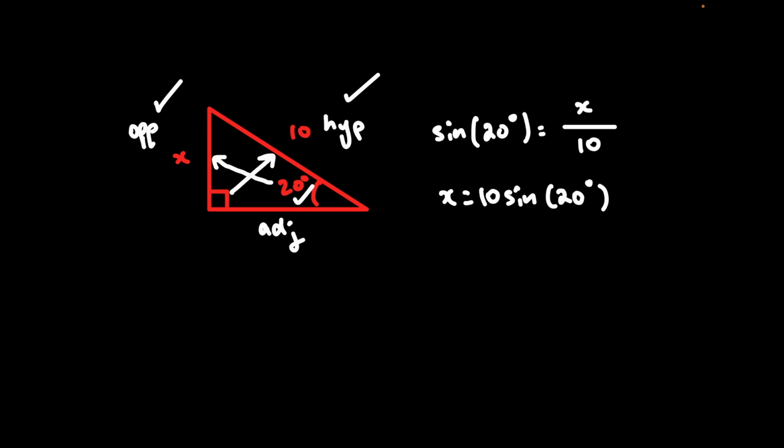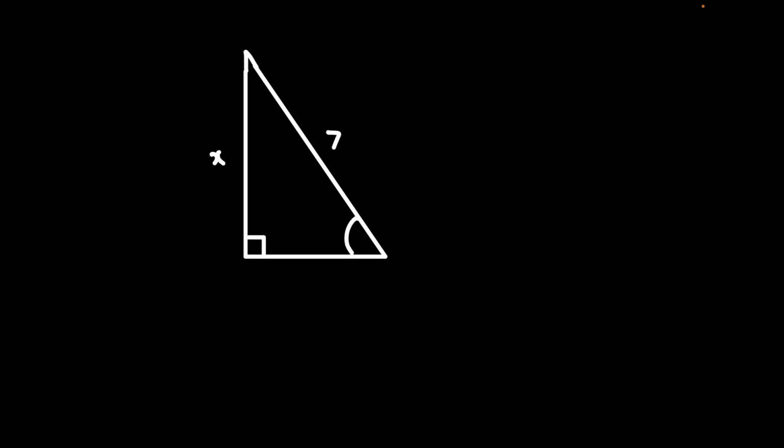And that would mean that x is equal to 10 times the sine of 20 degrees. So if we were to put this into our calculator to work out what this answer is, we would get that the answer is 3.42. And that is the answer to this question here. The next question we have is this one here. So still a right angle triangle, I just drew it a bit funny. This is 7, this is x, and this angle here is 70. How would you work this one out?